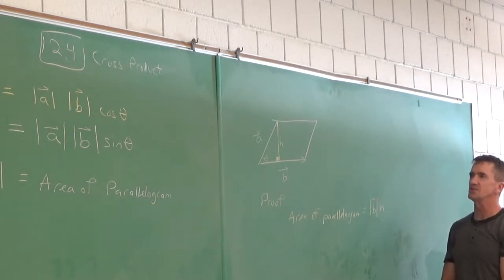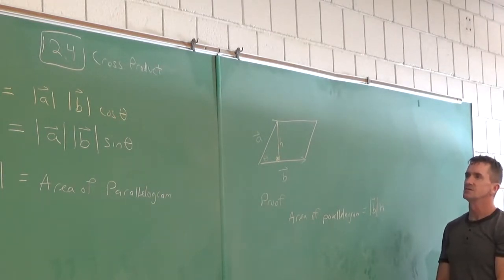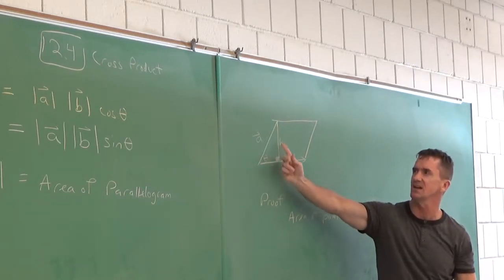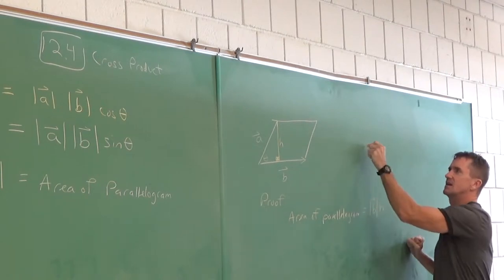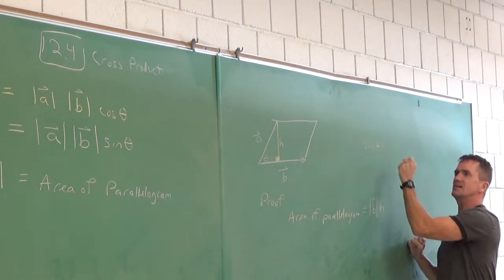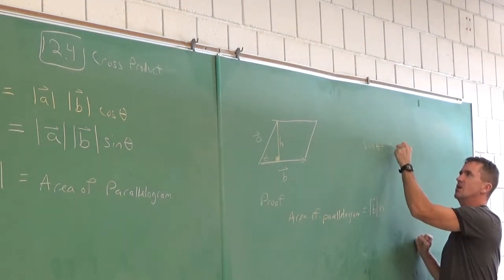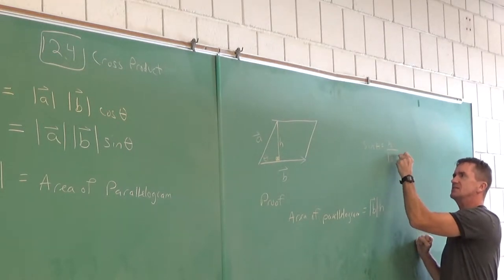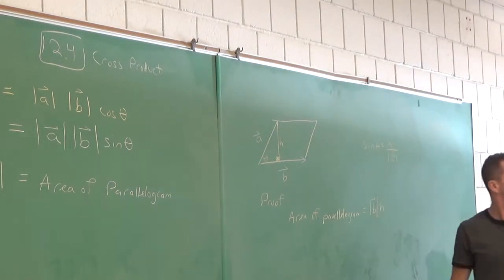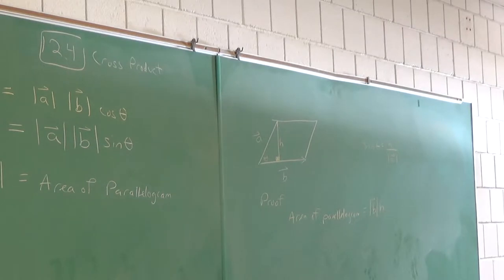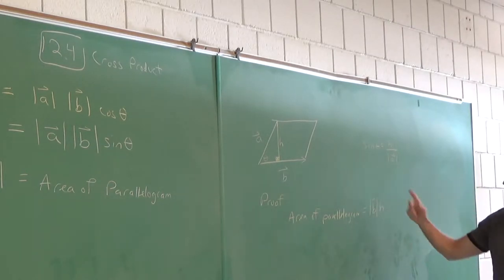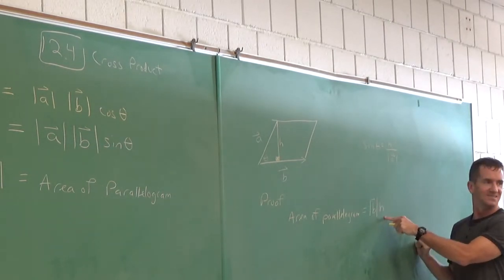What can I substitute for h? Well, everyone, isn't this true? I'm doing some trigonometry here. What's the sine of theta? Sine theta equals opposite over hypotenuse. I'm going to write this up here. Sine of theta equals h over the magnitude of the a vector. Isn't that true? So what can I substitute for that h?